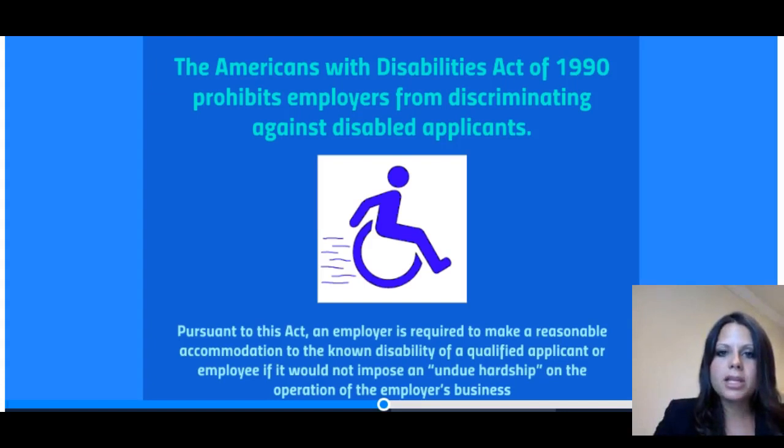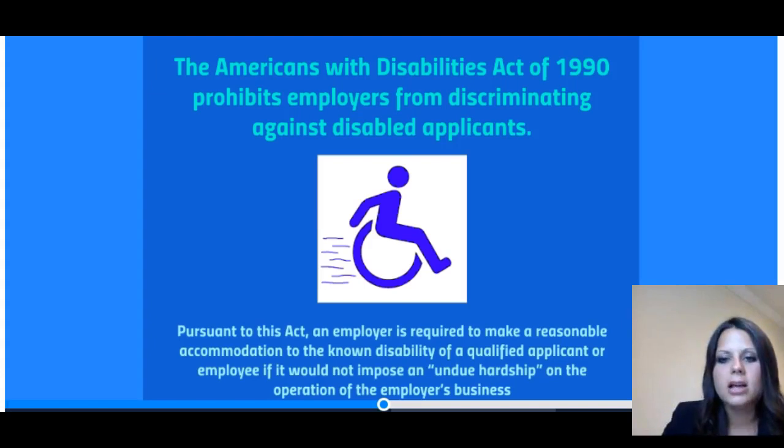The Americans with Disabilities Act of 1990 also prohibits employers from discriminating against disabled applicants. An employer is actually required to make a reasonable accommodation for known disabilities of qualified applicants, or an employee, if it would not impose what we call an undue hardship on the operation of that employer's business. So the example I like to give is someone for whom it's difficult to see. Making the lettering on a screen larger can be an easy way to help provide an accommodation for that applicant. It's not going to be a very expensive one to do.